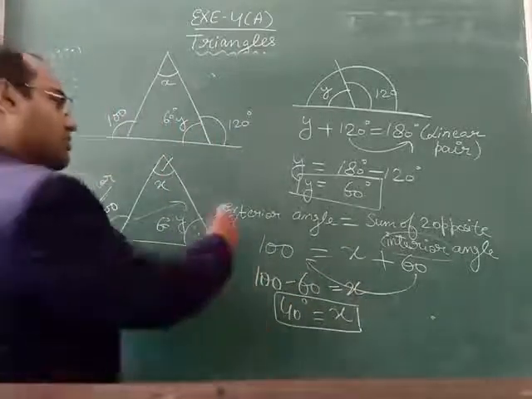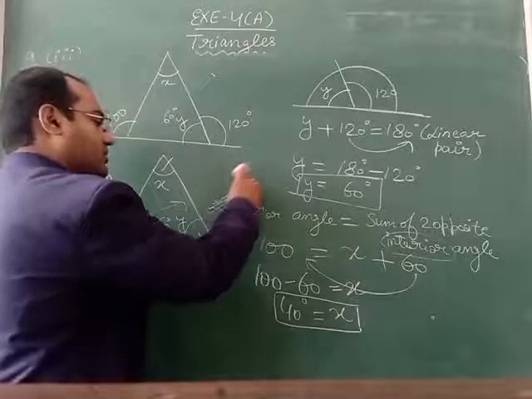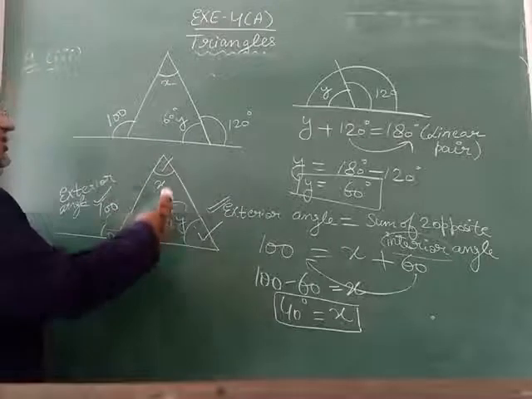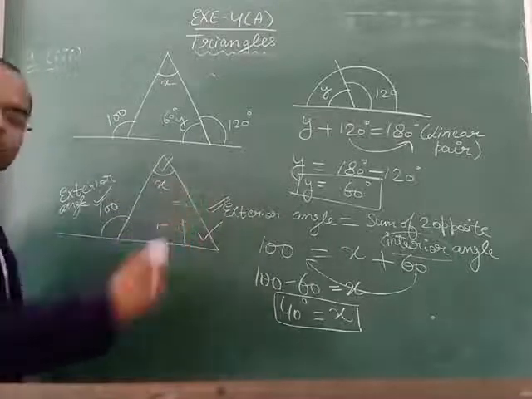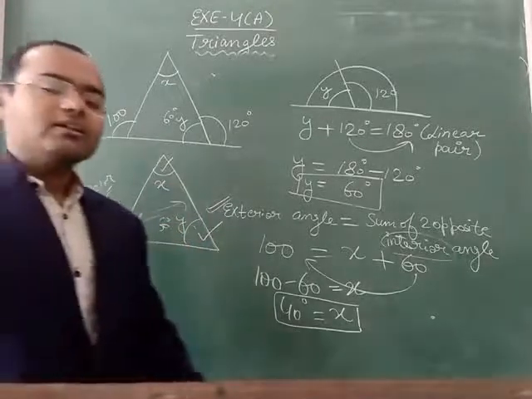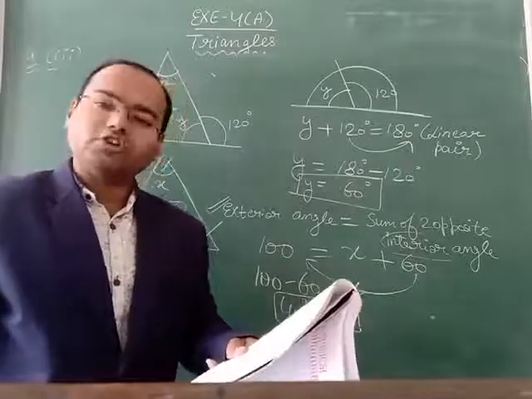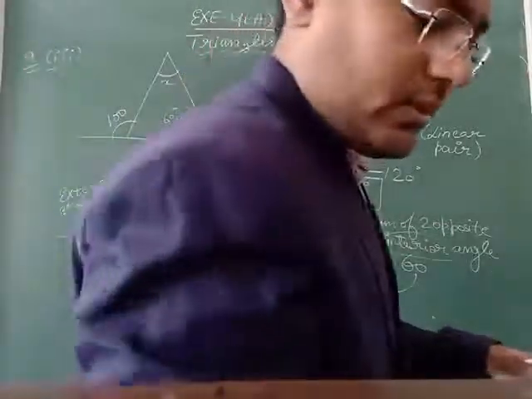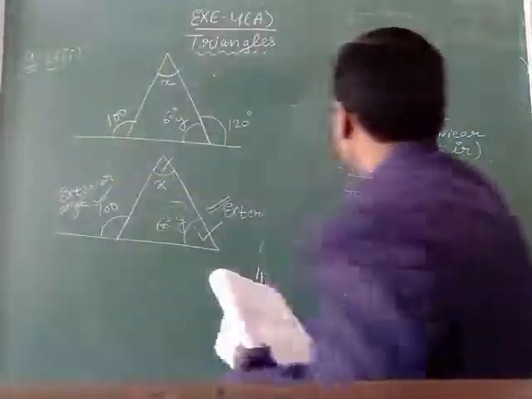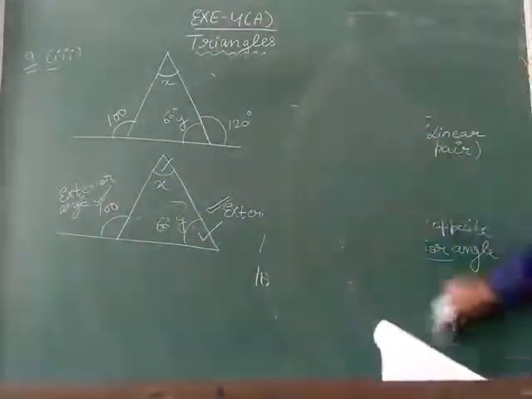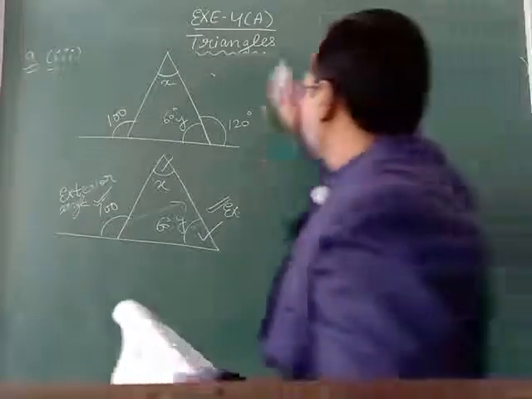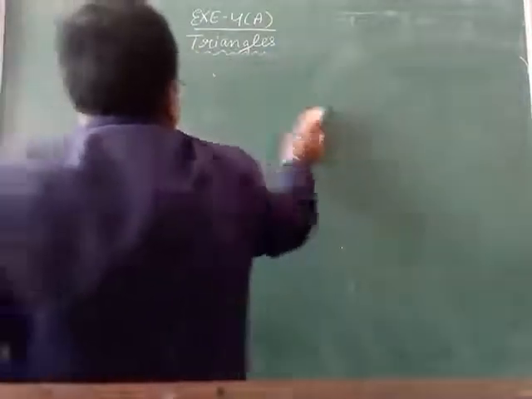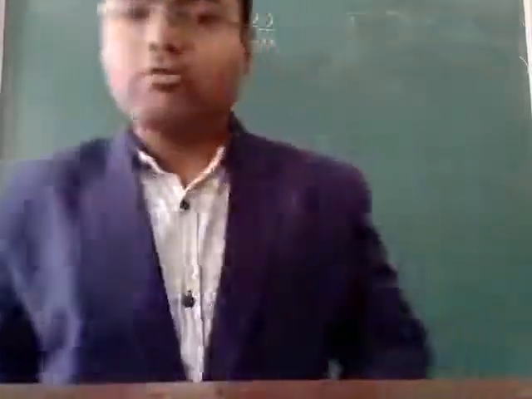So this new property you have to remember. The property is exterior angle of a triangle is equal to the sum of two opposite interior angles. This same property we will use in question number 10 also. Now see question number 10.